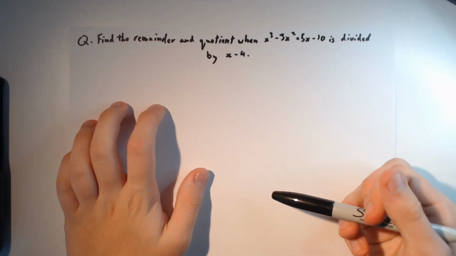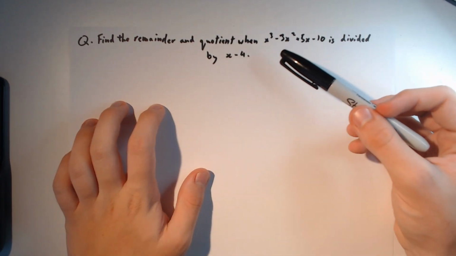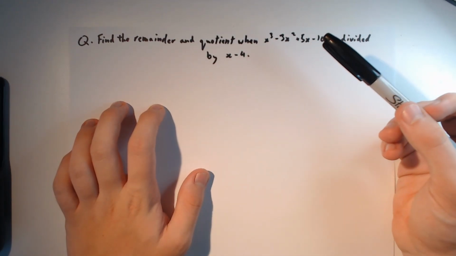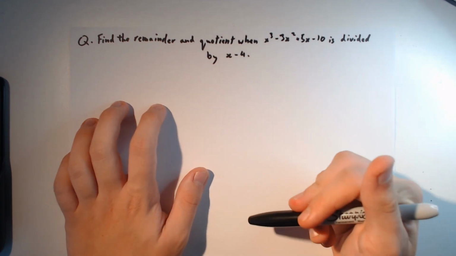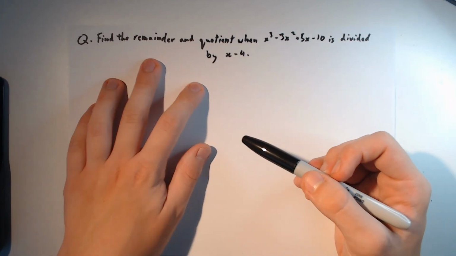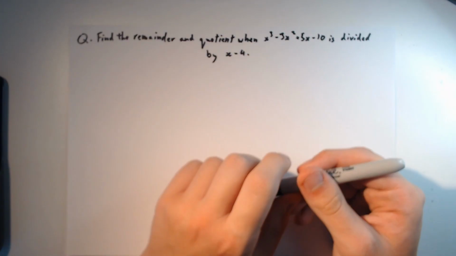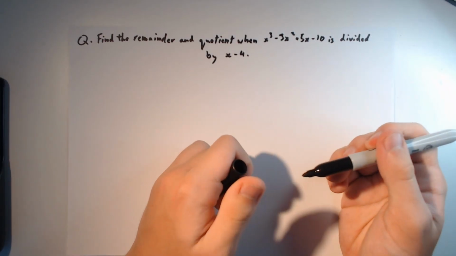Okay, for our second question we have: find the remainder and quotient when x cubed minus 3x squared plus 5x minus 10 is divided by x minus 4. Now this is actually a style of question that's already come up in previous exams. I think it's 2022 or 2023. So it's best to be prepared for this kind of thing.